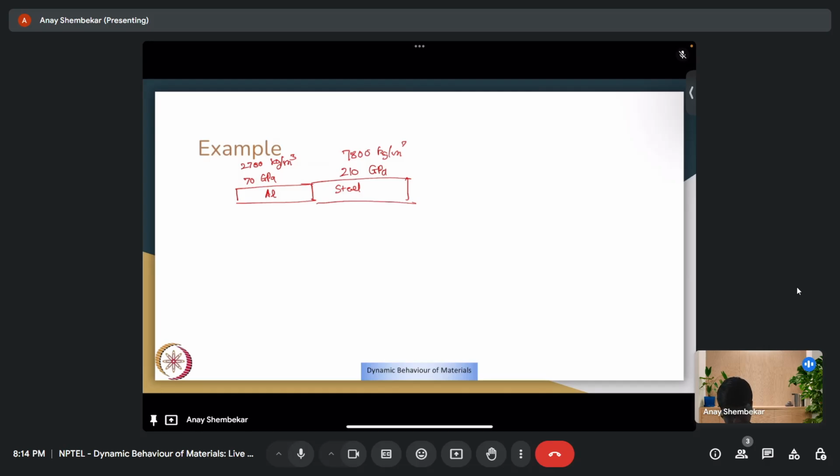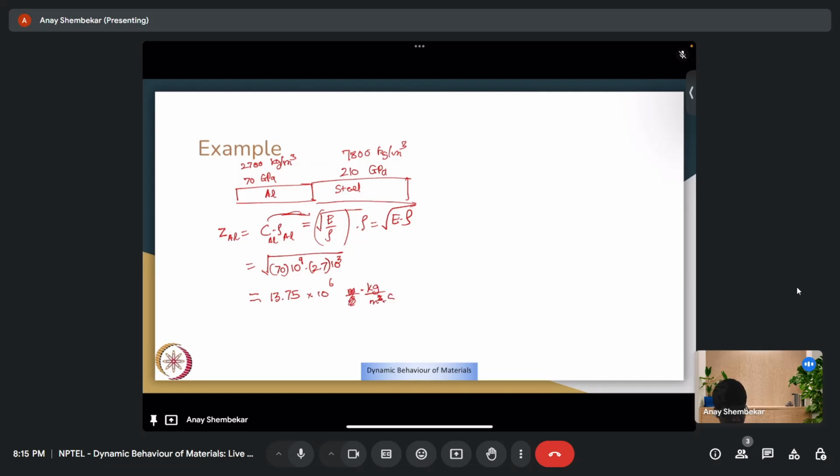Okay, so this is what we have, and what we want is Z aluminum, which is C rho, C aluminum times rho aluminum. C is root of E by rho, so Z is nothing but root of E into rho, which is root of 70 GPa into 2.7 × 10^3. So you have 70 into 2.7, 189, square root, which is about 13.75 × 10^6. Units would be meter per second, kg per meter cube.